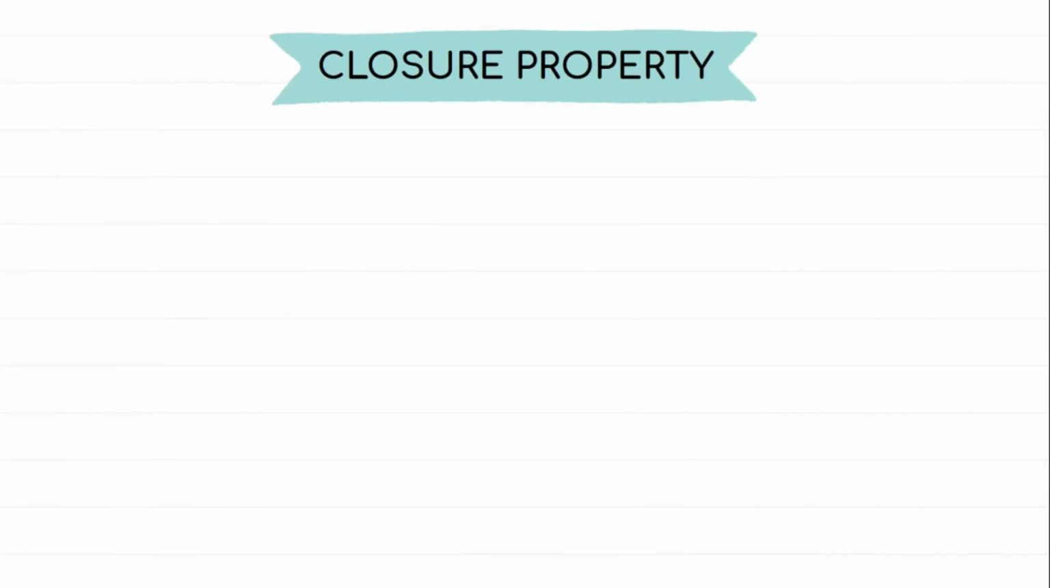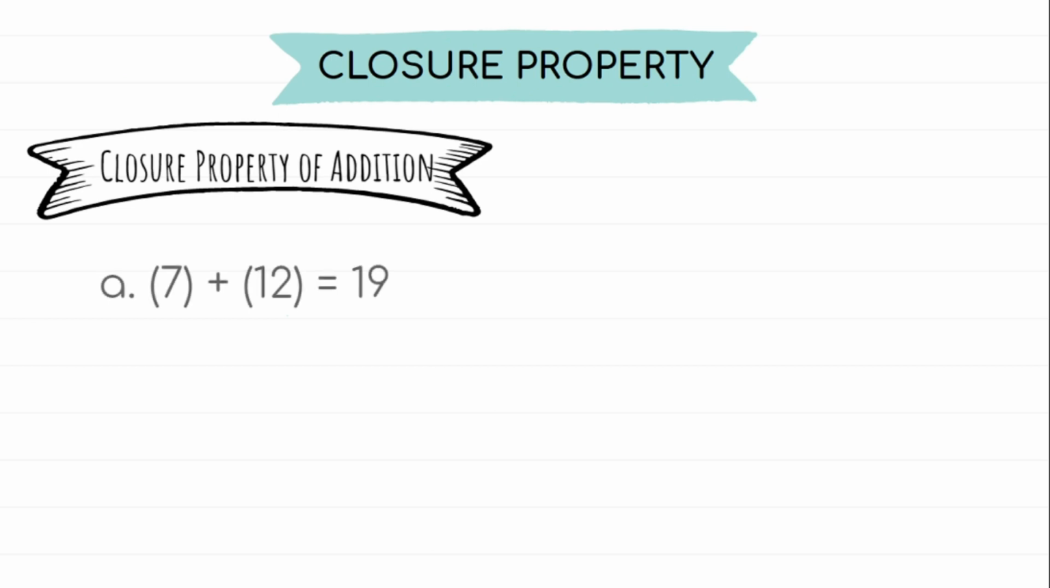So, unahin natin yung closure property. So, paano nga ba to? In closure property of addition, tingnan natin ha. Meron tayong 7 plus 12 is equal to 19.